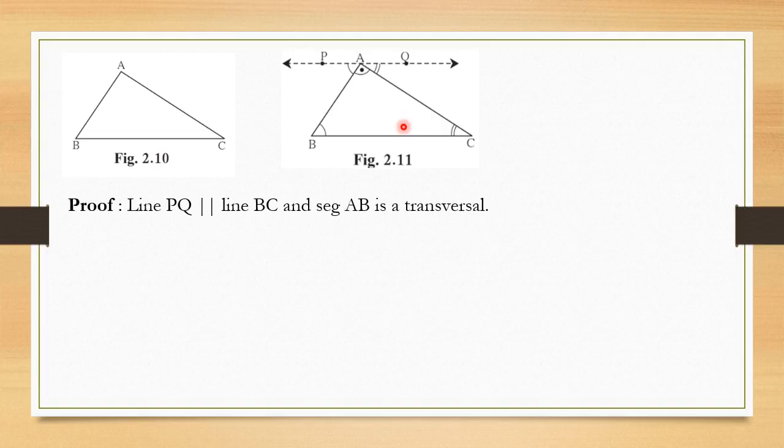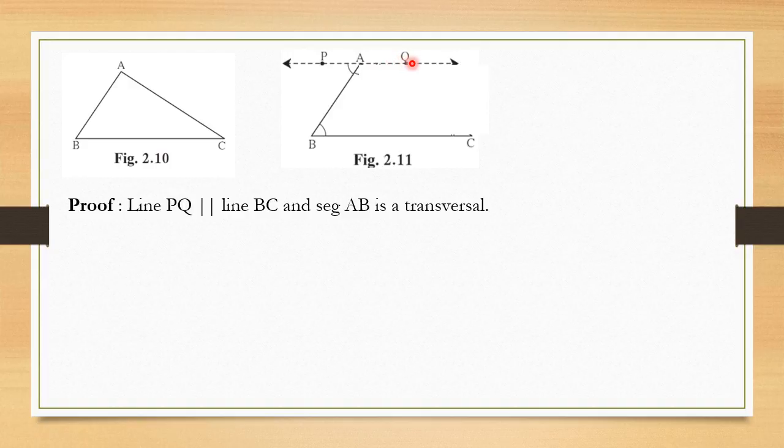Okay, so we take that line PQ is parallel to BC, that we already know. That's why we have done the construction, and we consider AB as the transversal. So I'll block the other side of the triangle. If I block the side of the triangle, that is AC, now we can see the figure carefully.